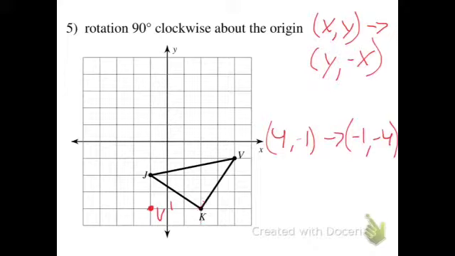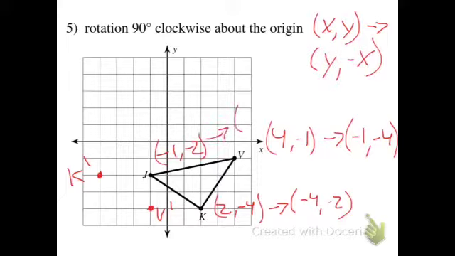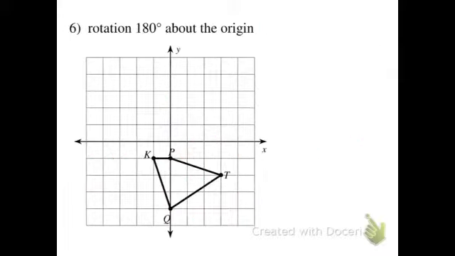K is currently at the point (2, negative 4). When I do the transformation, I'm going to get (negative 4, negative 2). (Negative 4, negative 2) is right there. So there's my K prime. J is currently at (negative 1, negative 2). When I do my transformation, I am going to get (negative 2, 1). And so J prime is right there. I got my points, and so my shape has now been transformed 90 degrees clockwise.